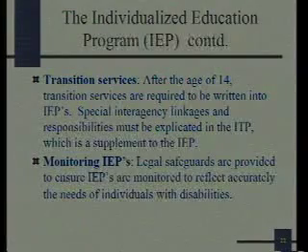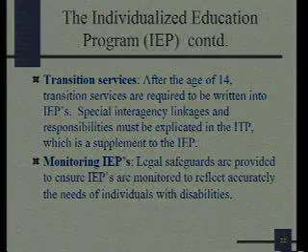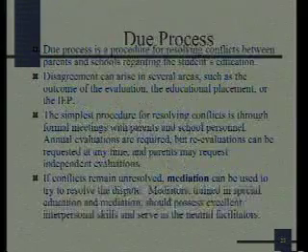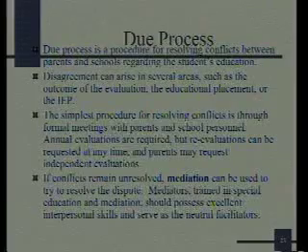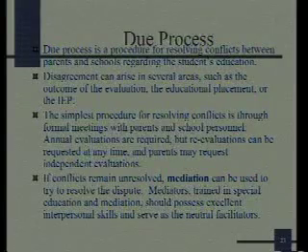So a transition plan is an essential element of every IEP for students who are 14 years or older. This is referred to as the ITP, or the Individualized Transition Plan, and it is a supplement to the standard Individualized Education Plan. Legal safeguards are also included in IEPs to assure that they're monitored and that the monitoring accurately reflects what's going on. There is a component of due process.